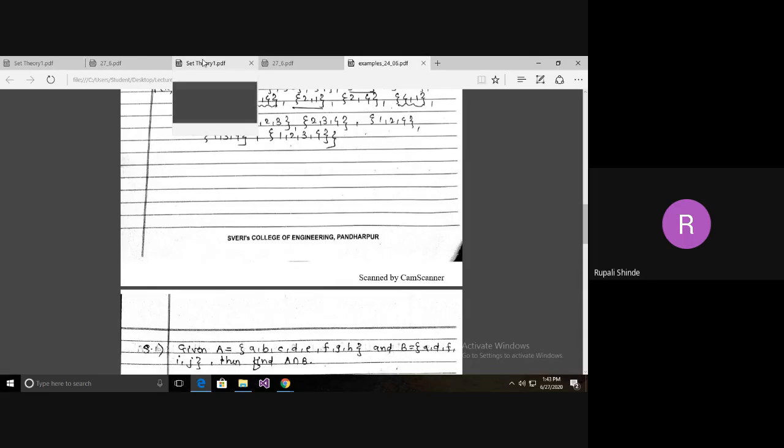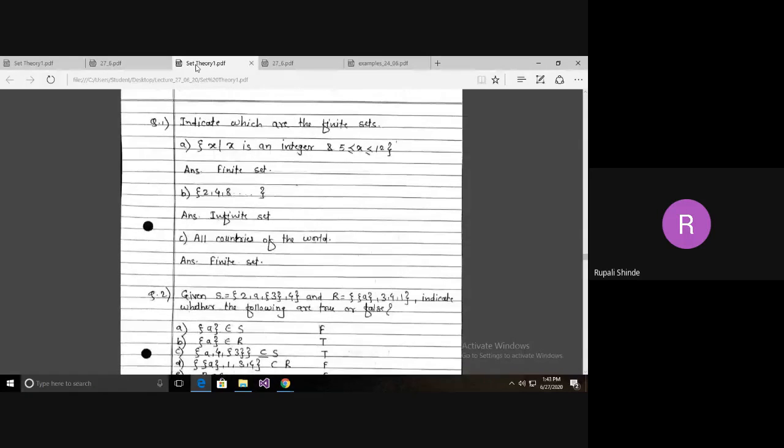So up to this, have you understood what this set theory is? Yes, madam. Okay, good.